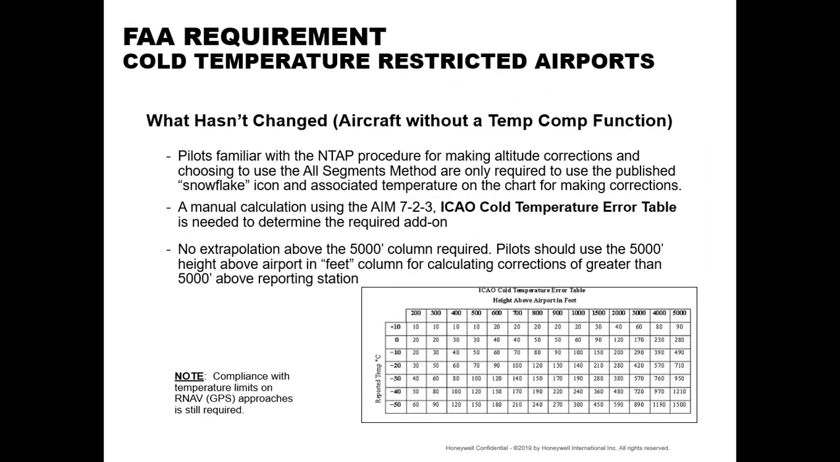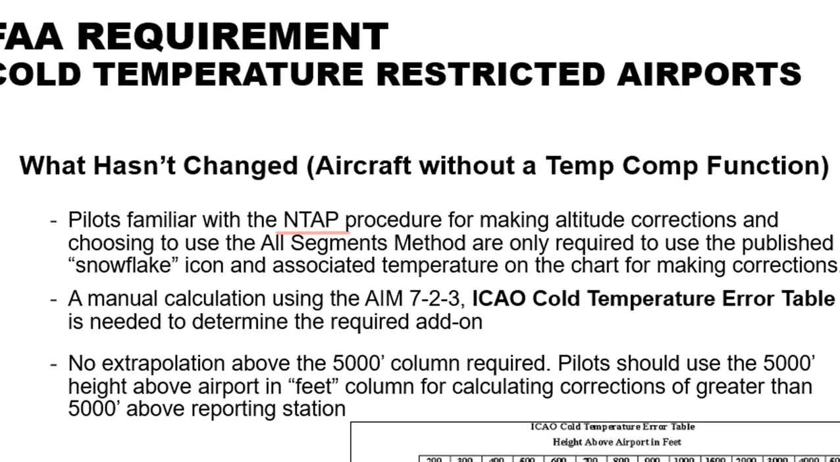What hasn't changed? For aircraft without an FMS temperature compensation function, the following still applies. As stated in the FAA notice to airmen on cold temperature restricted airports, pilots familiar with the NTEP procedure for making altitude corrections and choosing to use the all segments method are only required to use the published snowflake icon and associated temperatures on the chart for making corrections.